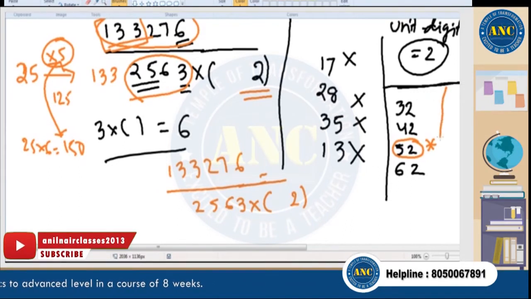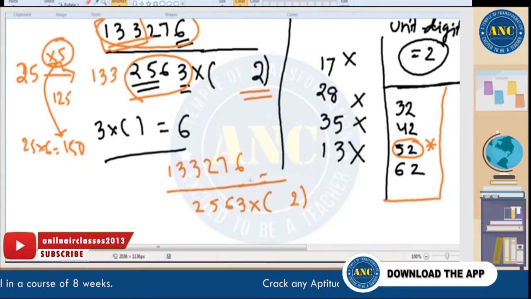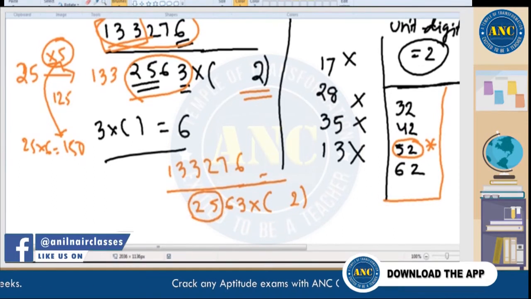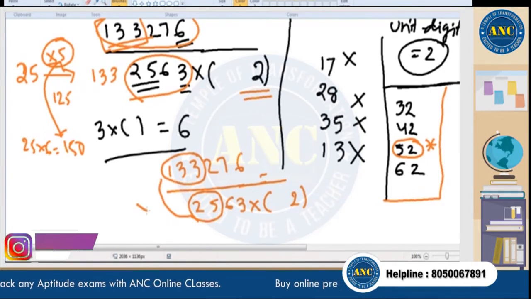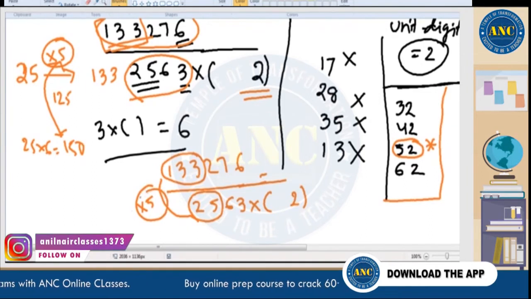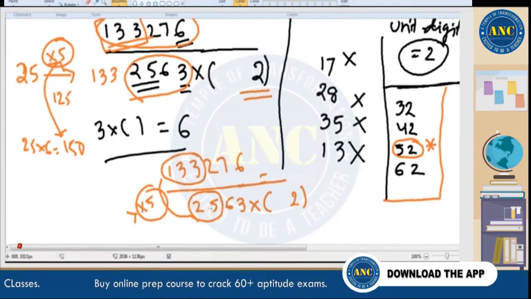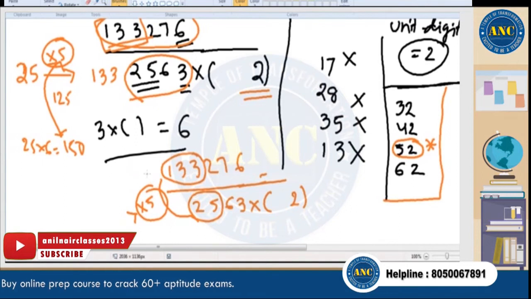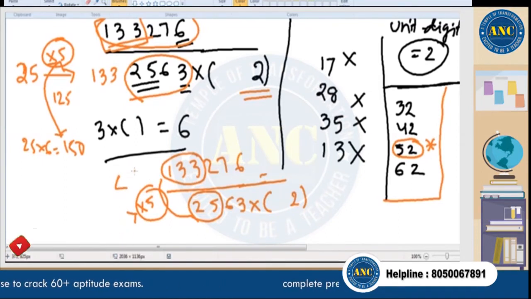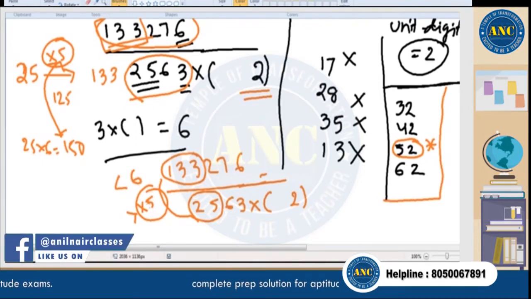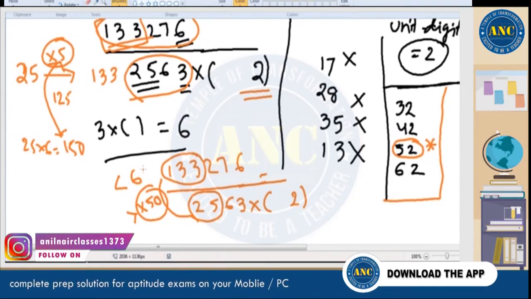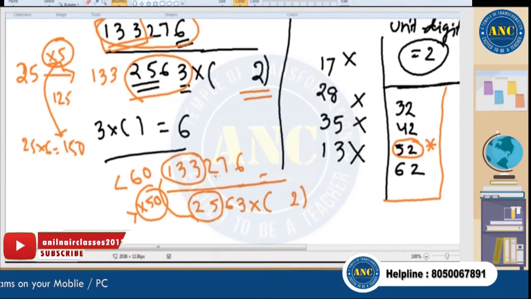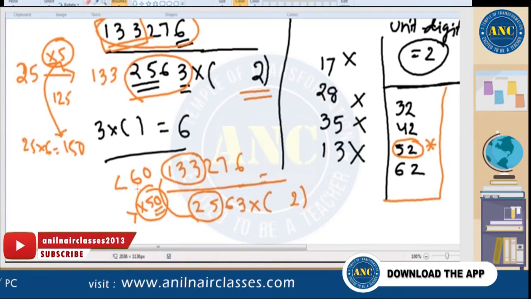If the options are like this, 32, 42, 52, 62, I am just checking here. Let us consider 25 and take 133. So it is almost into 5. Actually, it is greater than into 5. But if you take into 6, it will become 150. Means it should be greater than 5 and less than 6. Because the number of digits in the numerator is more, I can consider greater than 50, less than 60.